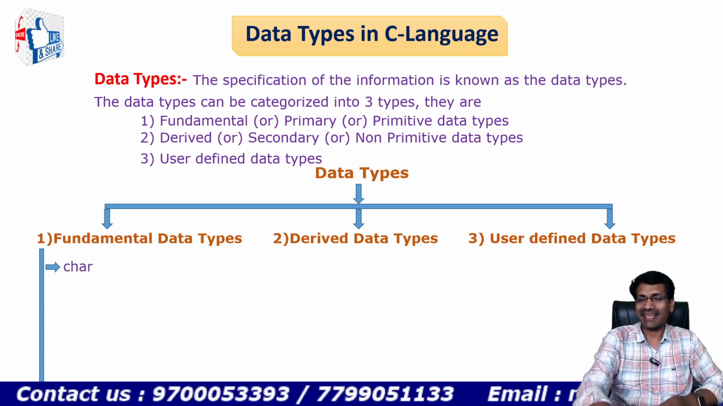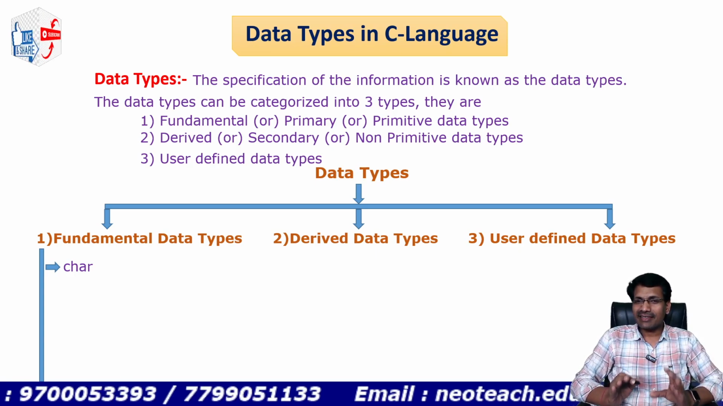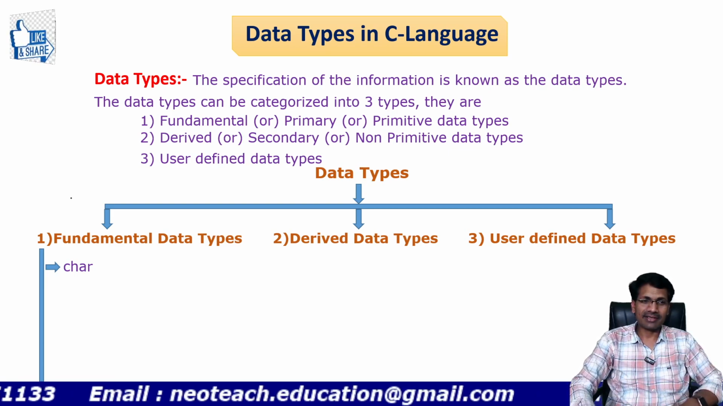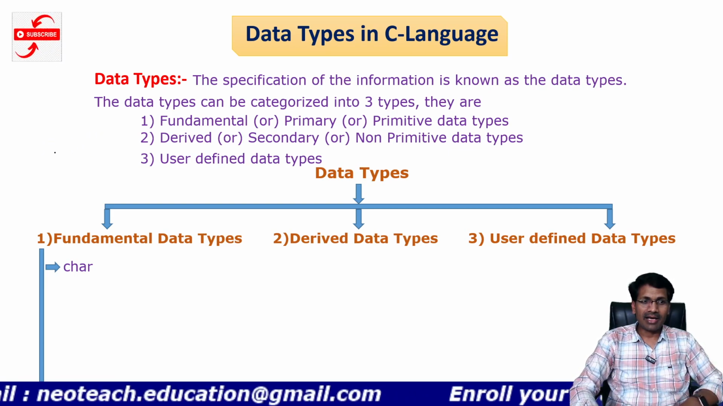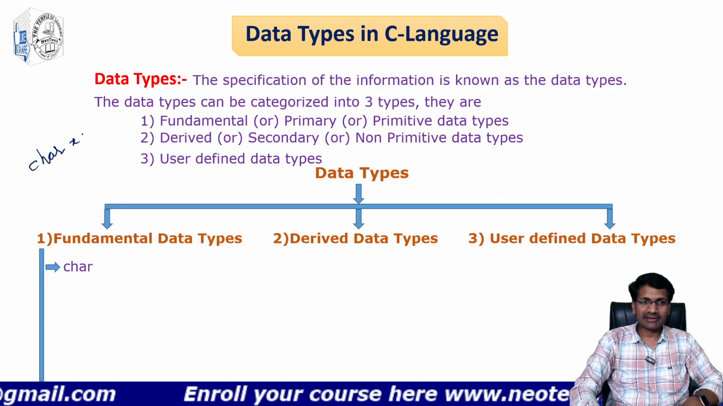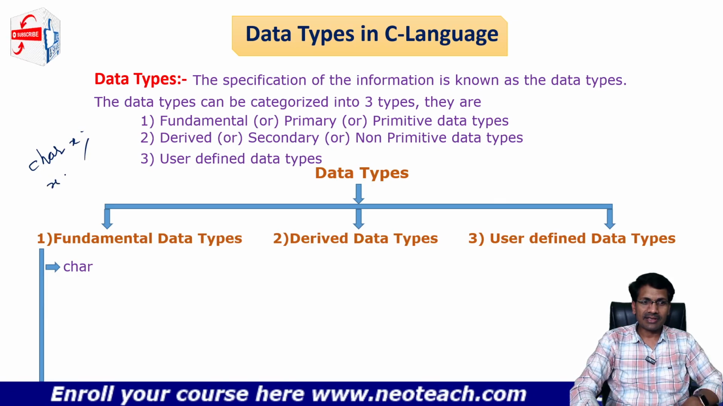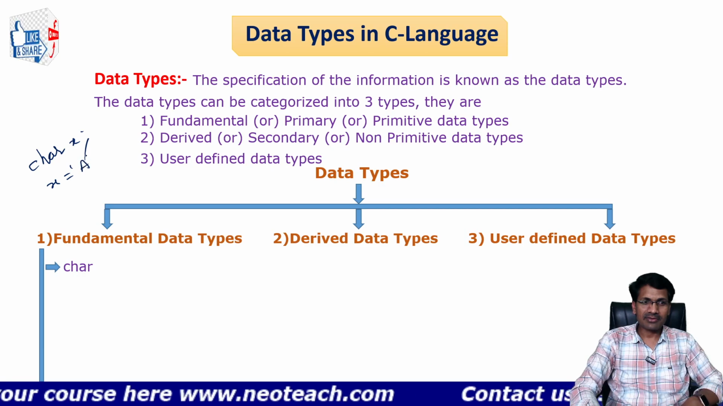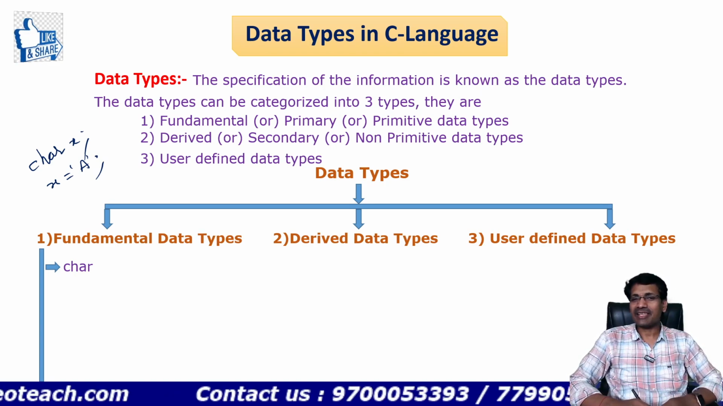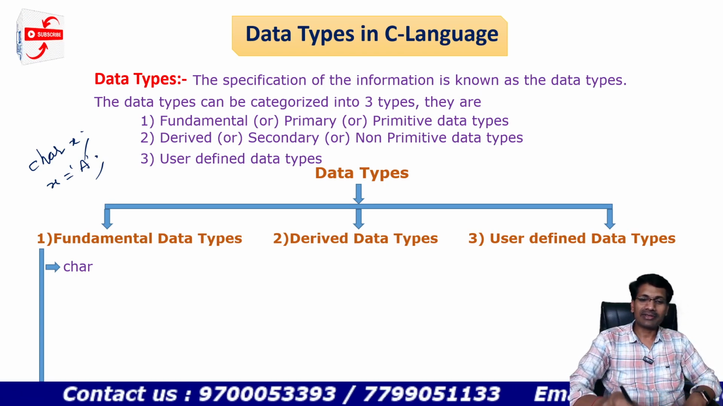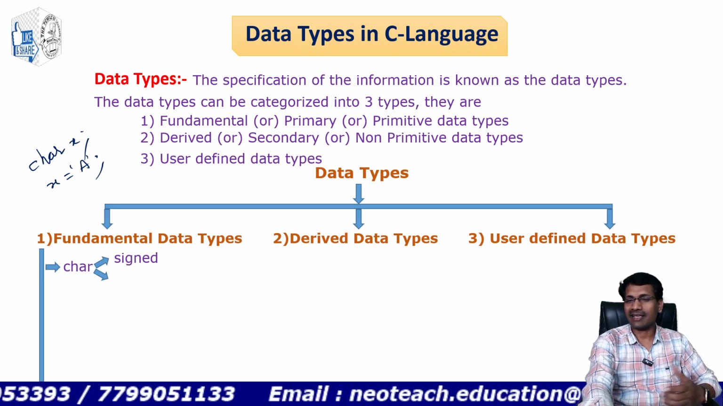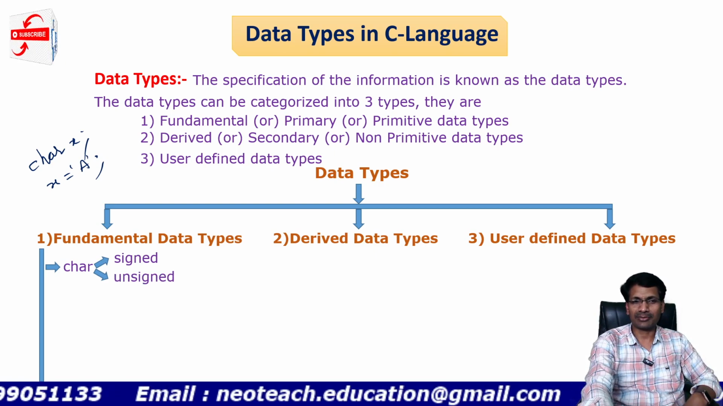The first one is the character data type. To hold character data in a variable, we must declare that variable as char. So that is very important, right? For example, I am going to take one variable, char x. Then this x can hold some character data, like capital A, which I am storing into this. So x is a variable of type character, it can hold character data. In this also we have two types: signed character and unsigned character.